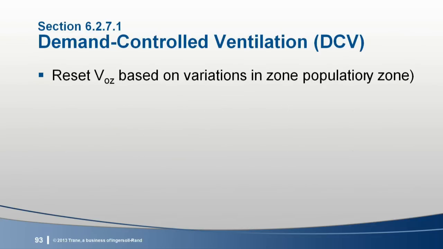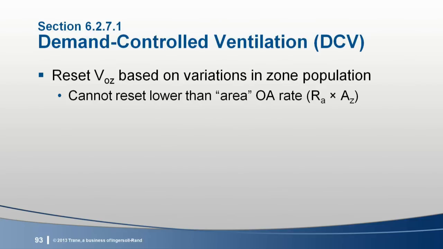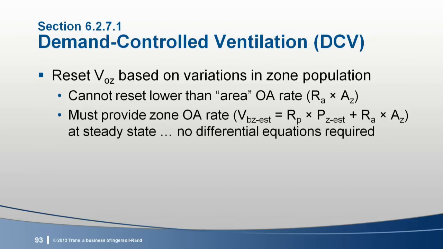When used, the zone level demand control option must meet some simple requirements. First, the controls can't reduce zone outdoor airflow to a value that's lower than the area outdoor air rate for the zone, regardless of the estimated population. Second, the controls must provide the minimum outdoor airflow calculated for the estimated zone population at steady state. This allows designers to ignore the dynamics associated with population variations and damper modulation.